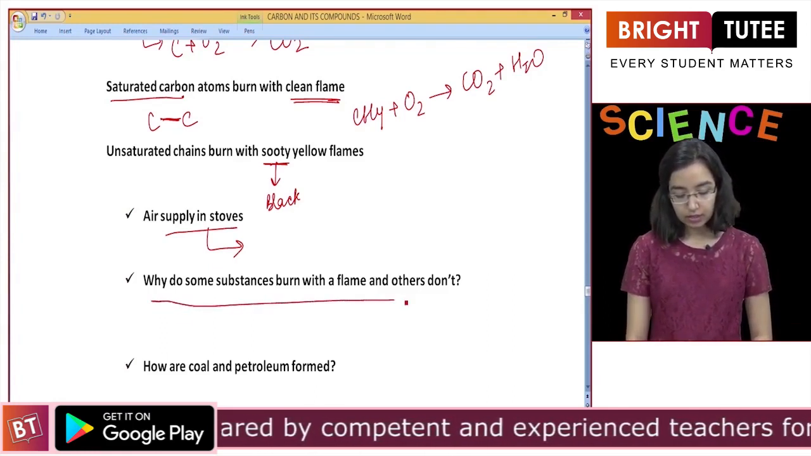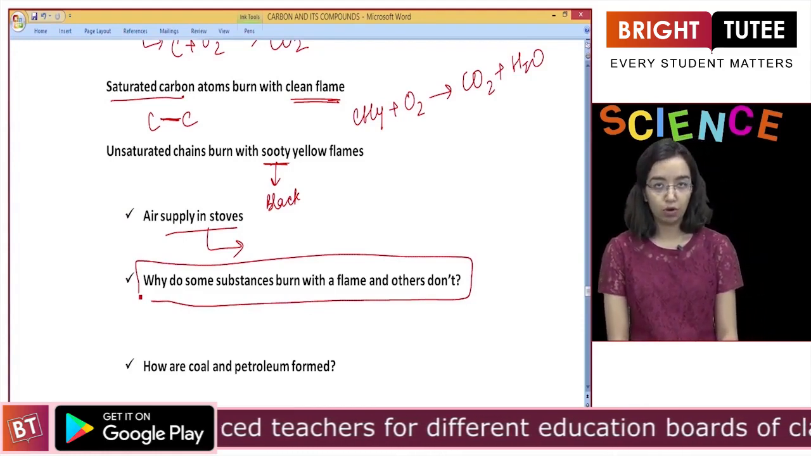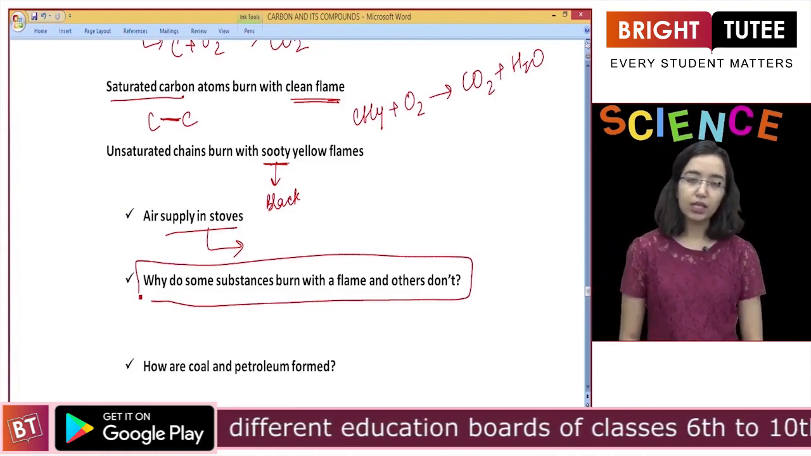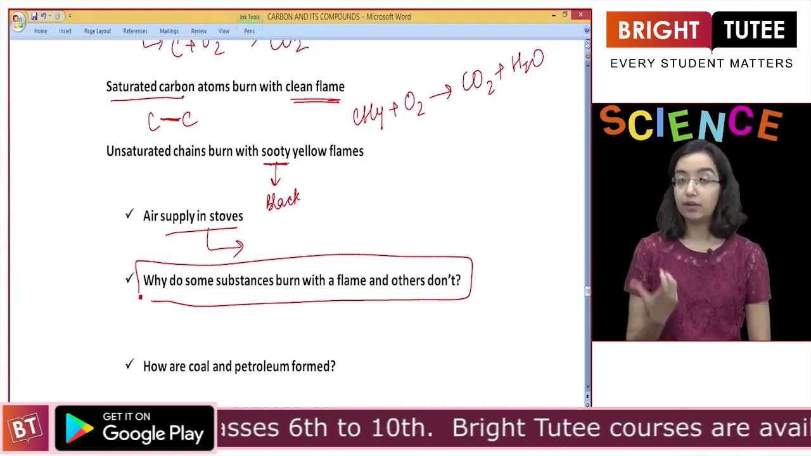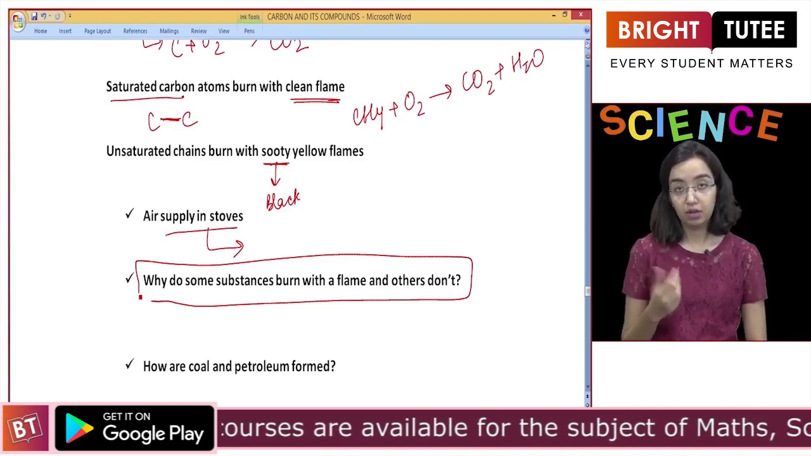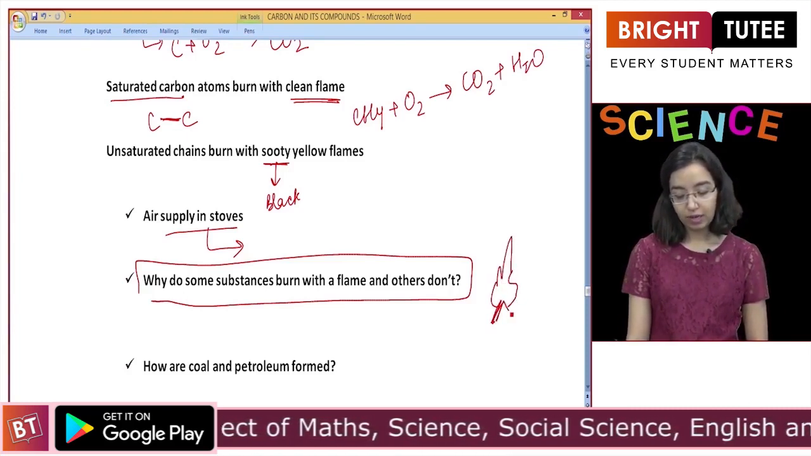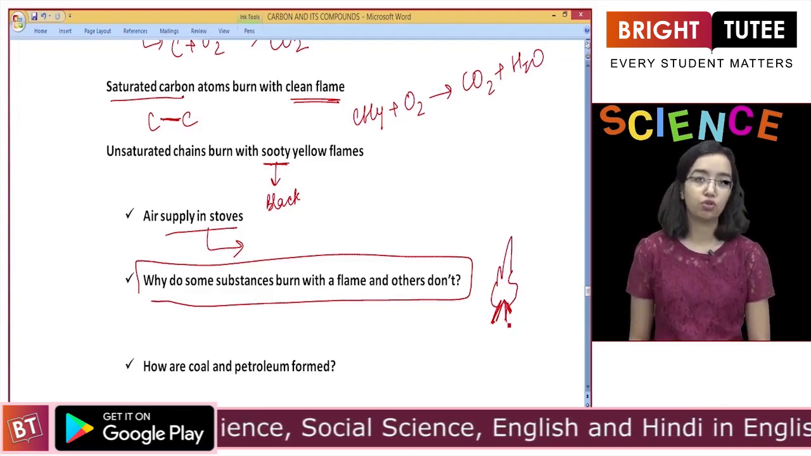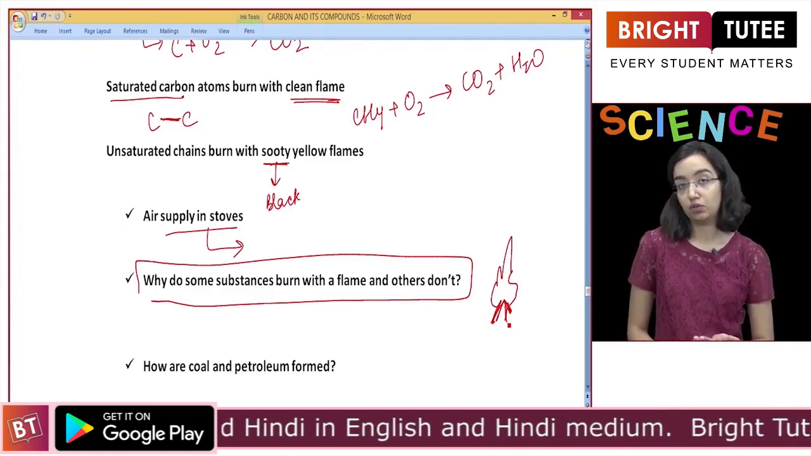Why do some substances burn with a flame and others don't? So this is a question that is given in the yellow box. The interesting idea here is if you've seen an angeethi or coal burning anywhere, it turns red and it gives a lot of heat. But still it does not give a flame, right? So it doesn't show a flame. So flame is shown only by wood or by candles or in a stove. What is so specific about these things that they give a flame while others don't?